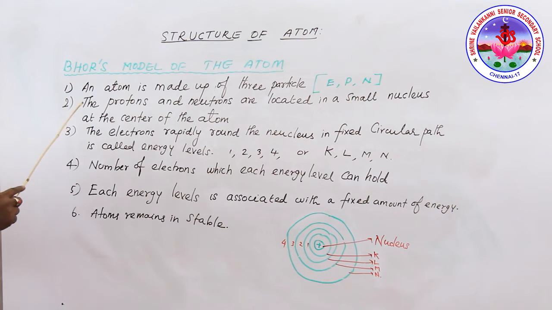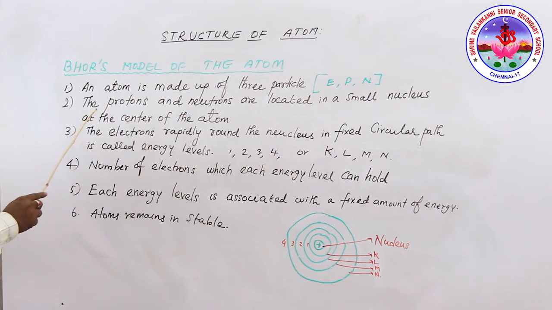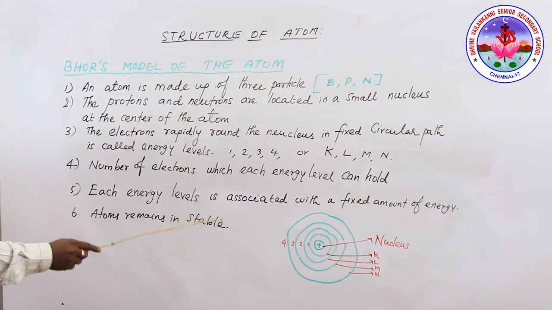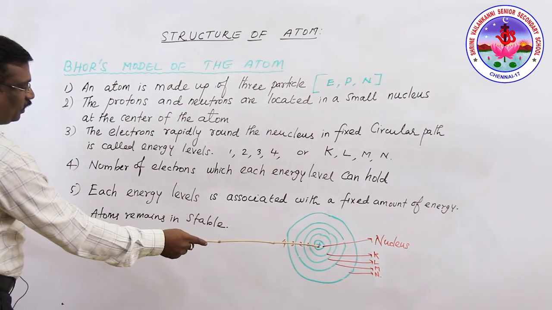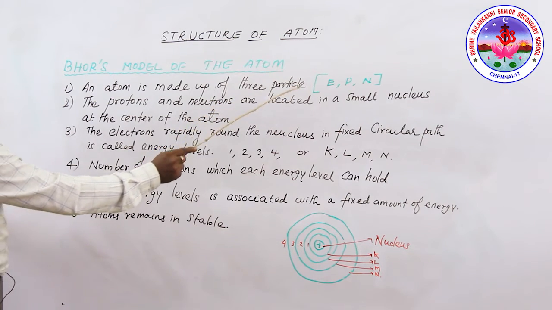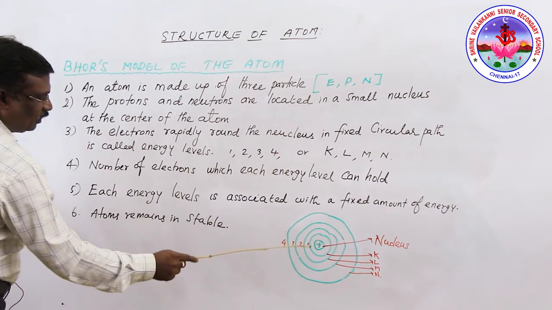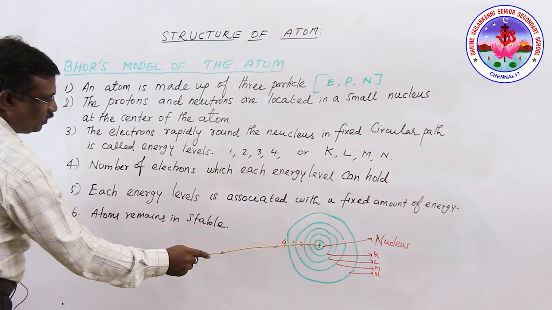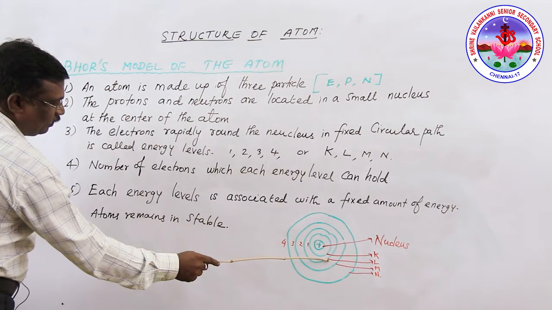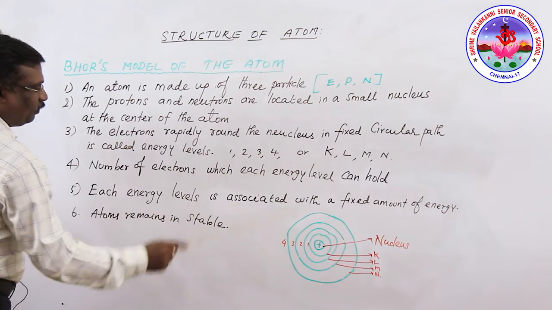Next, the protons and the neutrons are located in the small nucleus at the center of the atom. Can you understand the concept, my dear children? The nucleus is at the center of the atom and consists of protons and neutrons. Just consider this is an atom. The center is occupied by the nucleus. Already you know there are different shells: K shell, L shell, M shell and N shell. These four different shells surround the nucleus. Right?